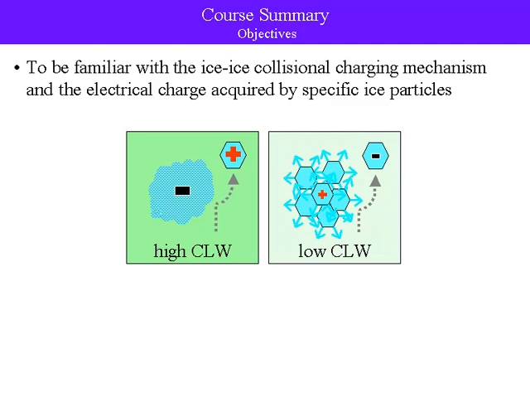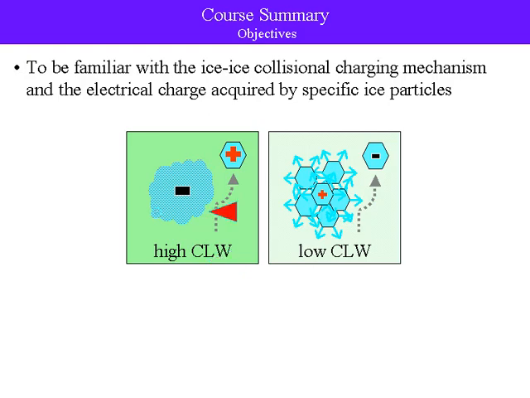Now we'll go through a quick course summary before we wrap up this audio session. Remember, the first objective was to be familiar with the ice-ice collisional charging mechanism and the electrical charge acquired by the specific ice particles. Remember that in a typical isolated thunderstorm in the summertime, we would expect a high cloud liquid water content within the convective core, and graupel formation may be above minus 10 degrees Celsius.